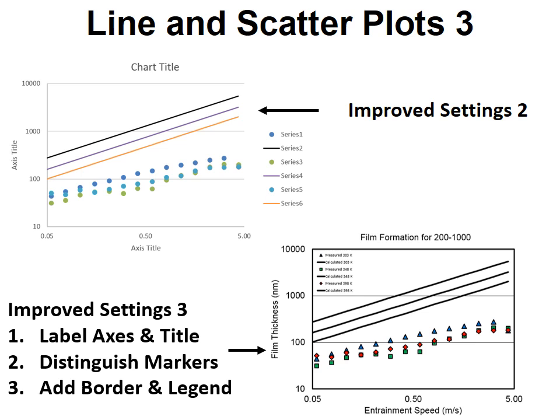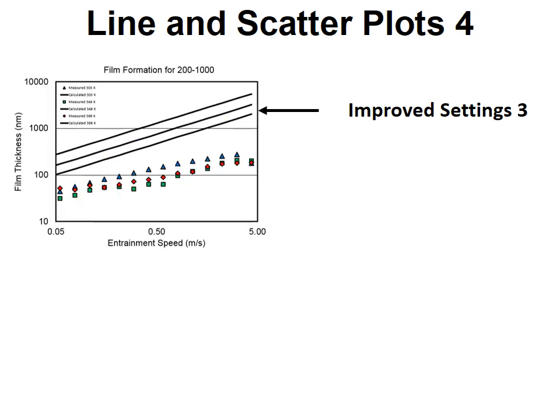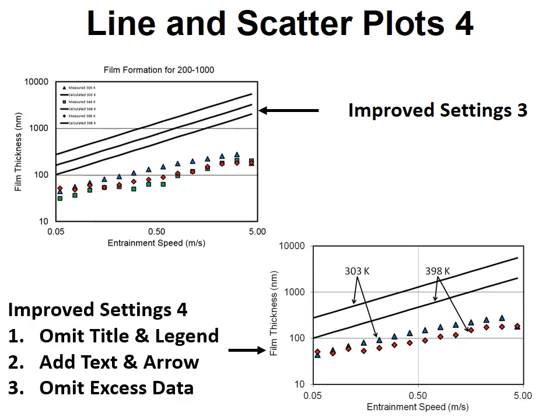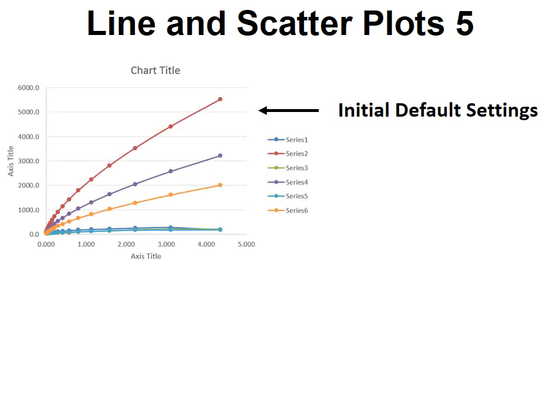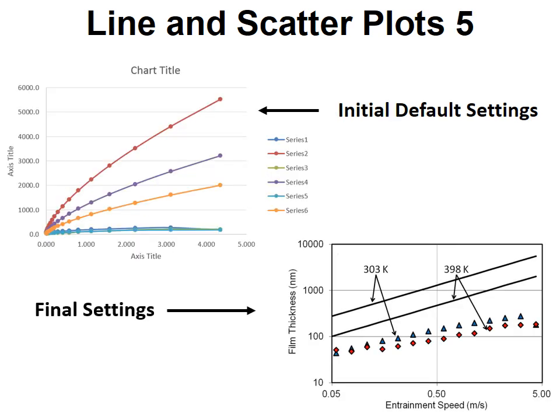Then I made the theoretical lines black and distinguished the experimental data markers into triangles, diamonds, and squares to avoid confusion if it were published in black and white. I also added the border and moved the legend within the border. Next, I omitted the title, which is more non-data ink in technical publications. I also removed the legend and replaced it with text boxes and arrows to make it more concise. I also removed excess data at the intermediate temperature of 348 Kelvin because it was too cluttered and could create confusion. A comparison of the initial figure to the final figure illustrates the collective improvements made by the reformatting.